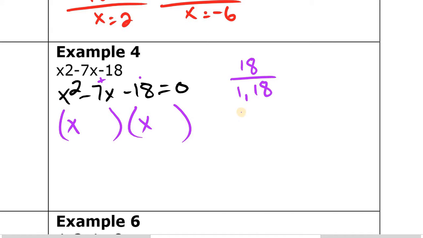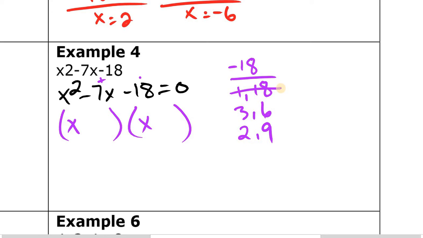1 and 18. Can you think of any others? 3 and 6, hopefully you said. 2 and 9. Since it's negative, we know at least one of them is going to be negative, and they can't both be, because a negative times a negative would give us a positive. So one of them is negative, and we're going to add to get negative 7, so that means the difference between the two needs to be 7.